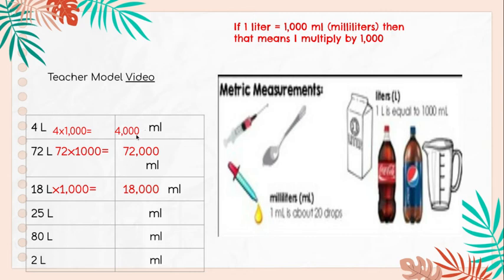Okay? 72 liters. I'd say 72 times 1,000 to give myself 72,000 milliliters. Okay? So if I want to change liters to milliliters, I multiply by 1,000.